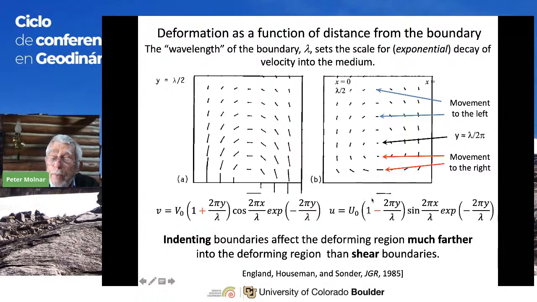So the strike-slip boundary condition and the indentation boundary condition differ in this important way, in that for one, the flow is similar at any distance, decaying exponentially away, whereas in the other, there's actually a circulation, in this case, counterclockwise circulation of the material in here.